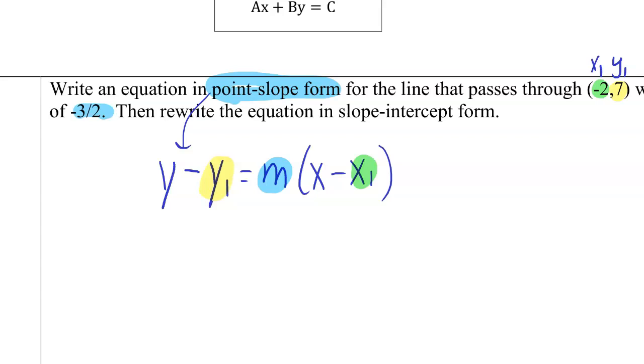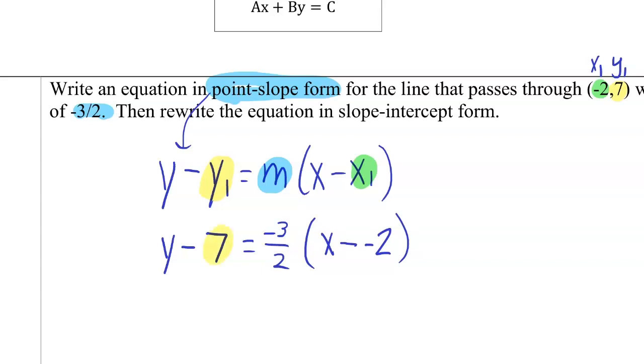So the nice thing about point slope form is that you can just plug in all of your information as is right away in the problem. So I say y minus, and then y1 is 7, so I'm going to go ahead and plug in 7. The slope is negative 3 halves, so I'm going to plug in negative 3 halves. And then I'm going to say x minus. Now, x1 is negative 2, so I'm going to have this double negative here. So it's going to be x minus negative 2.